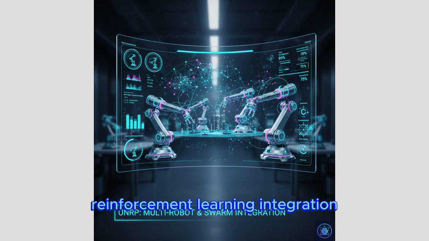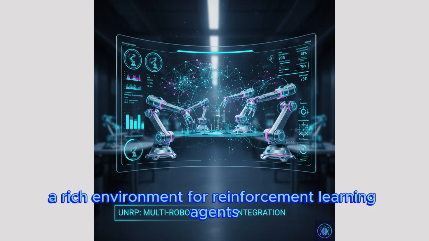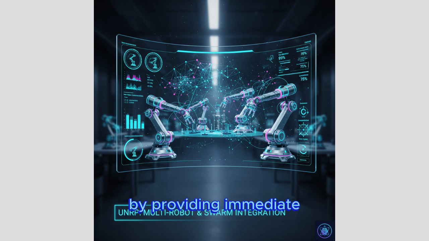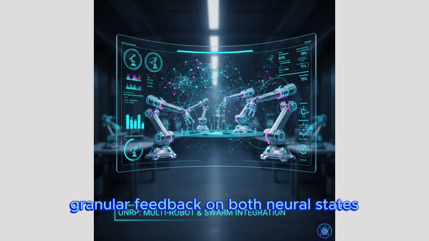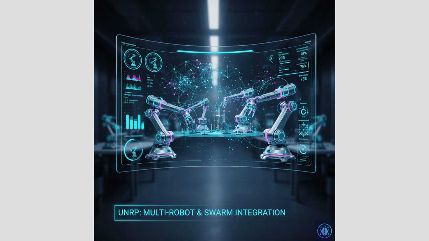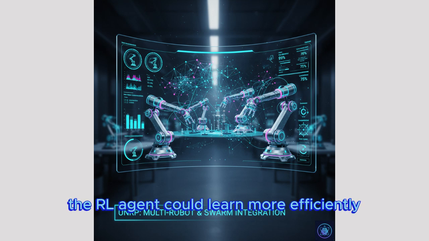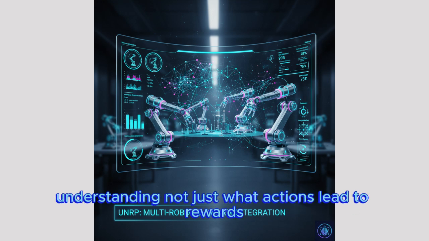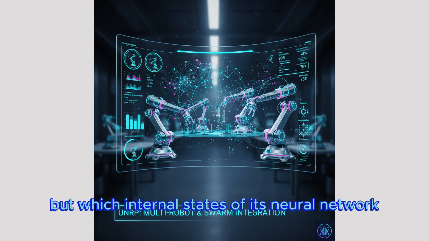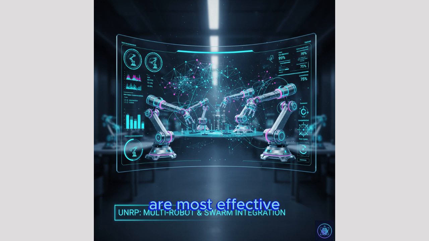Reinforcement learning integration. The platform could serve as a rich environment for reinforcement learning agents. By providing immediate, granular feedback on both neural states and robotic outcomes, the RL agent could learn more efficiently, understanding not just what actions lead to rewards, but which internal states of its neural network are most effective.